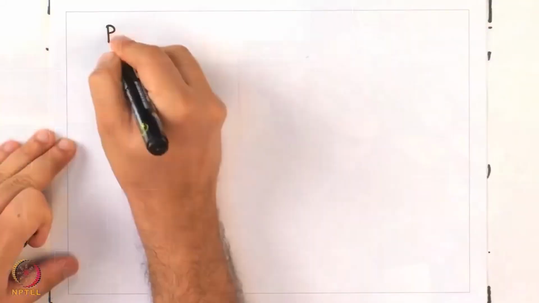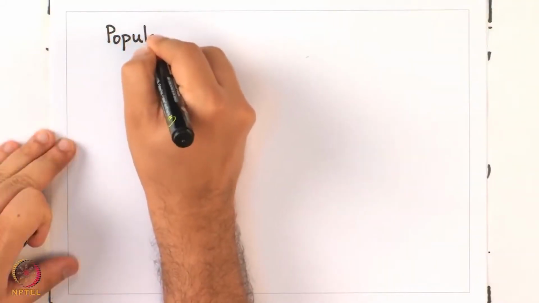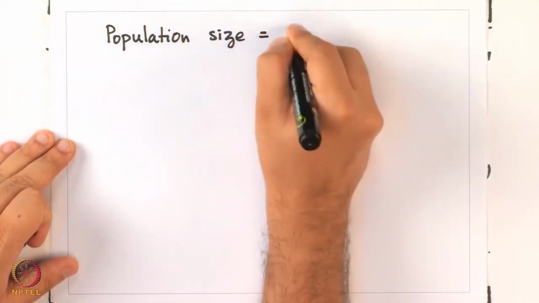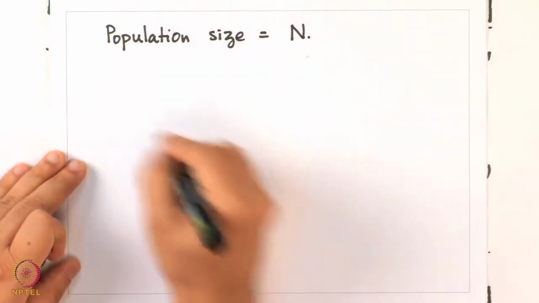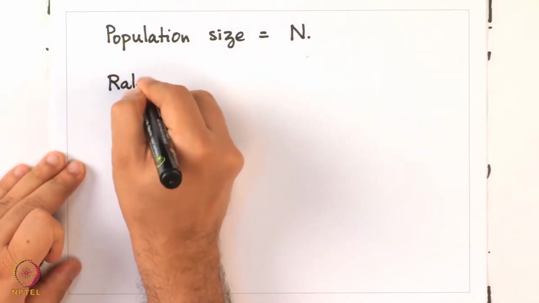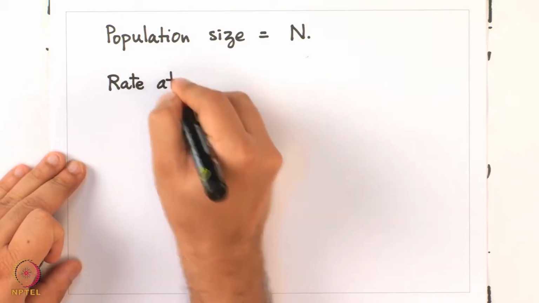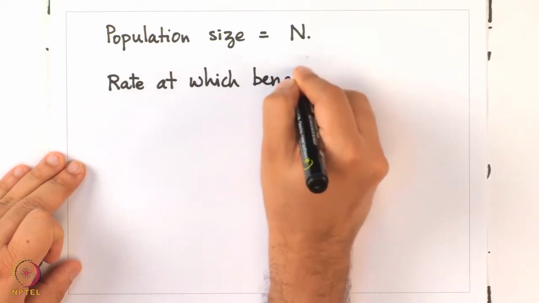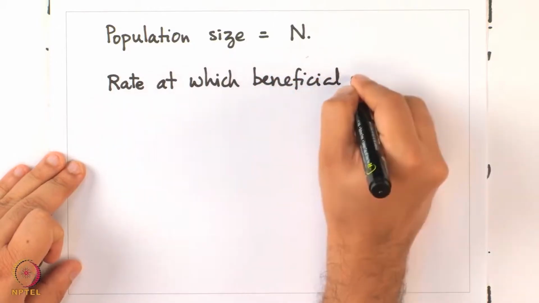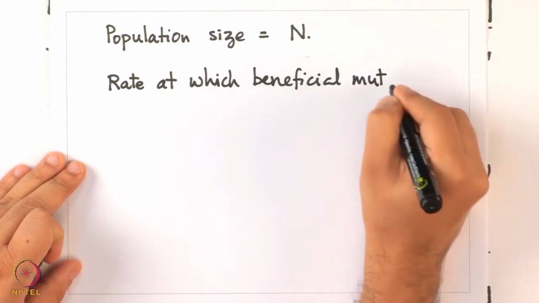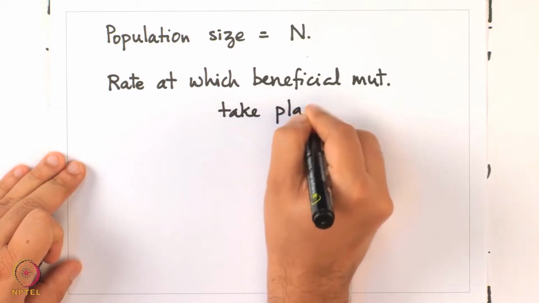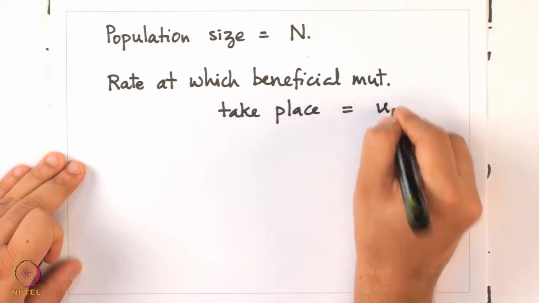So, to define our framework, we will say that the population size in our model as always remains fixed and is equal to n. We say that the rate at which beneficial mutations take place is equal to small u.